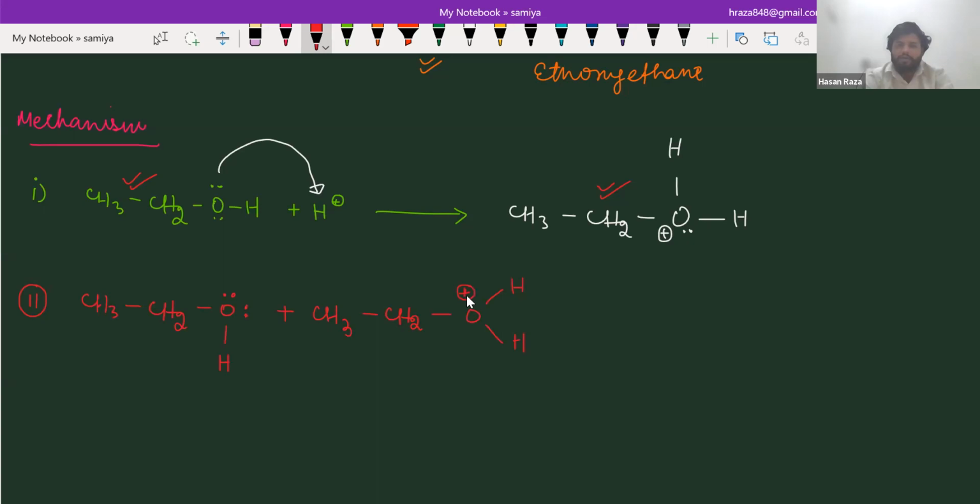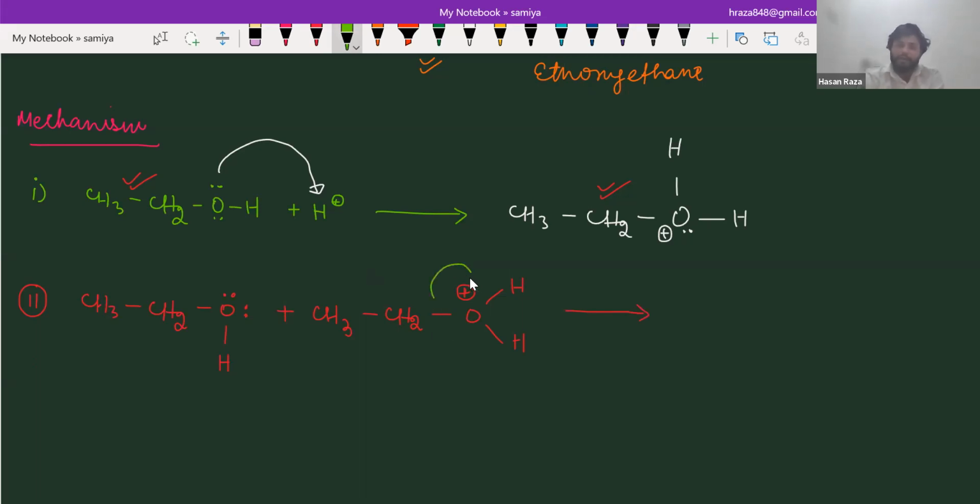I have told you so many times that a positive charge on oxygen is less stable. I already told you in the previous chapters also that on a more electronegative element, a positive charge is less stable and a negative charge is more stable, and vice versa. If an element is more electronegative, a negative charge will be stable. If an element is less electronegative, a positive charge will be stable. Now, in order to stabilize itself, what will oxygen do?